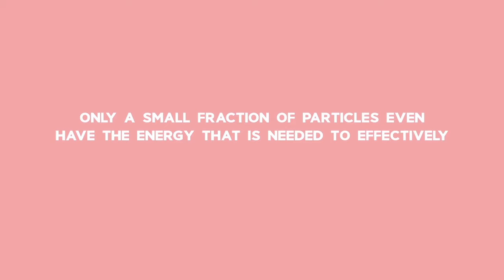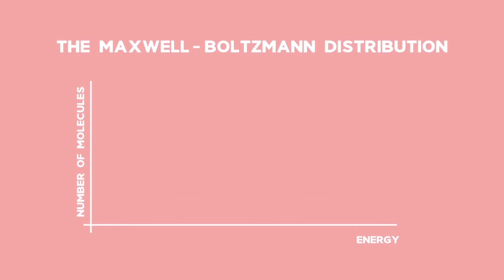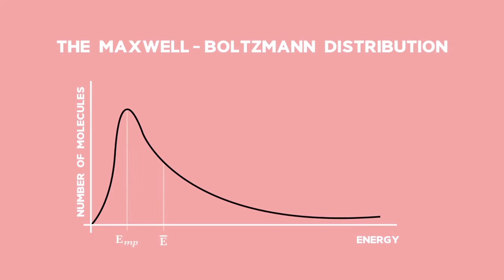Remember that only a small fraction of particles even have the energy that is needed to effectively collide. This Maxwell-Boltzmann curve shows the portion of molecules that can react. It's small, so we should do everything in our control to increase the speed of those reactions. Time is money in industry.